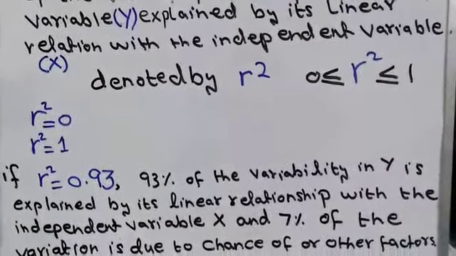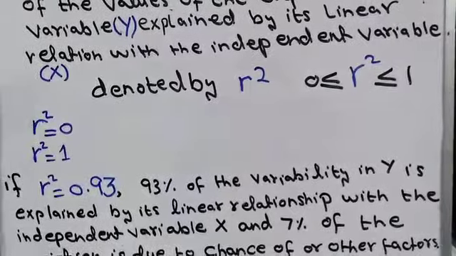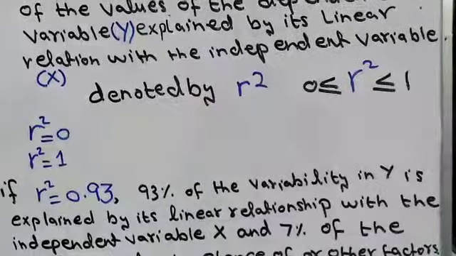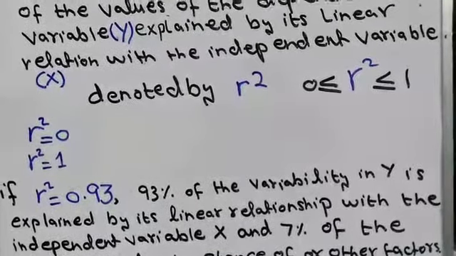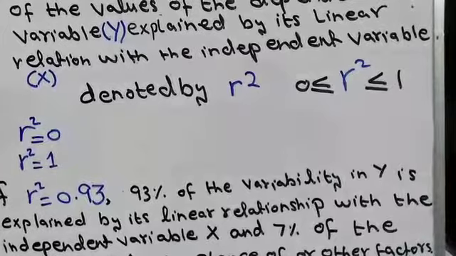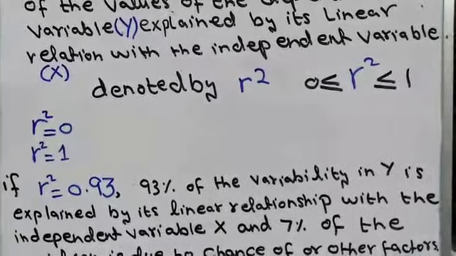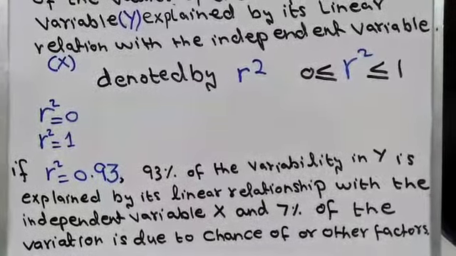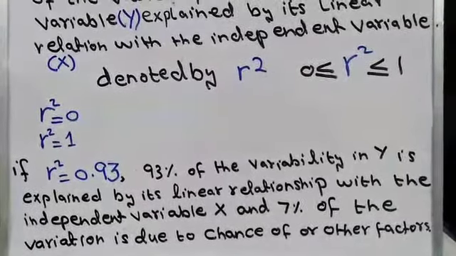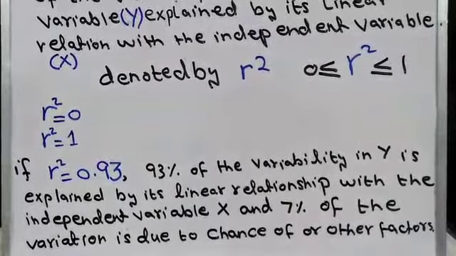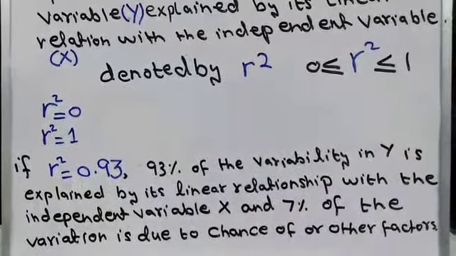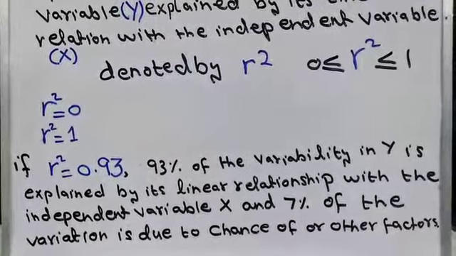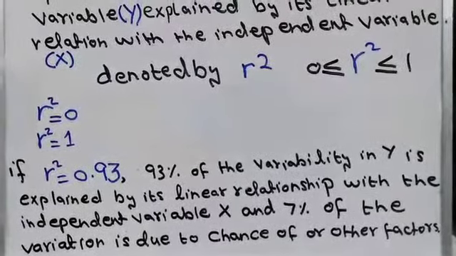When the value of r square is equal to 0, it means there is no linear relationship between two variables. When r square is equal to 1, it means that total variation in the dependent variable is due to its linear relationship with the independent variable. If r square is equal to 0.93, this means that 93% of the variability in y is explained by its linear relationship with the independent variable x, and 7% of the variation is due to chance or other factors.